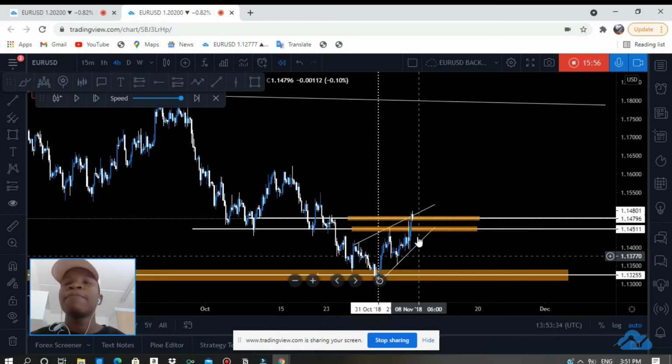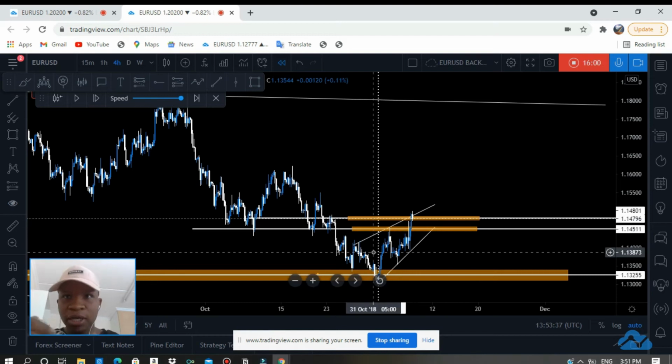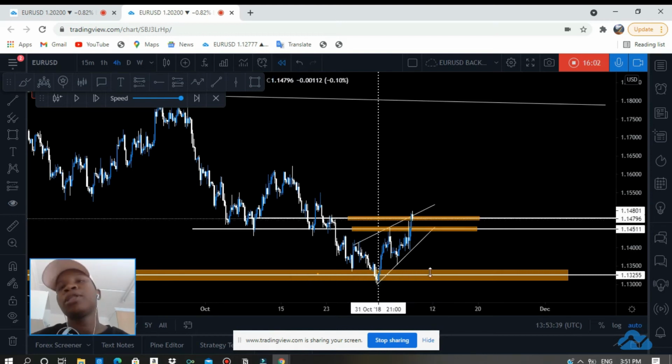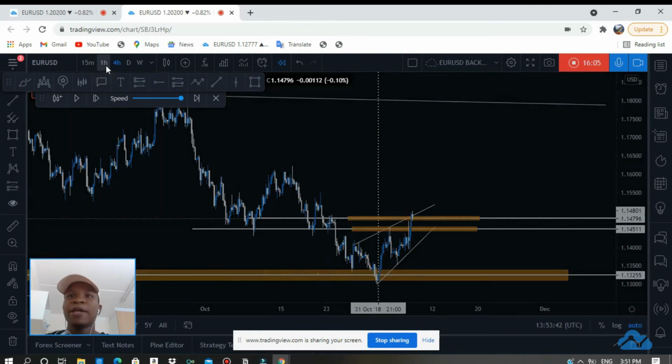The sellers are still there because of how the structure has been shaping. So this is a structure to push price to the downside. You know what I mean? Therefore, we jump to the smaller time frame. Now we have everything placed. We jump to the smaller time frame, right?